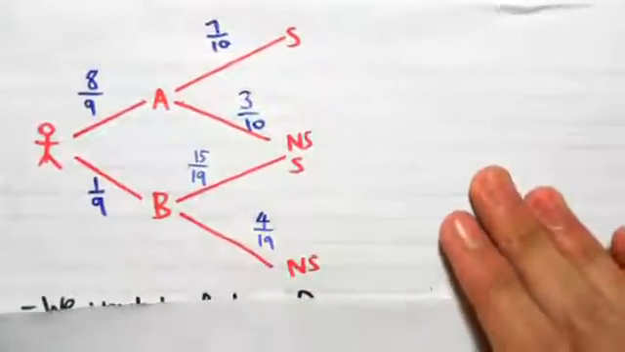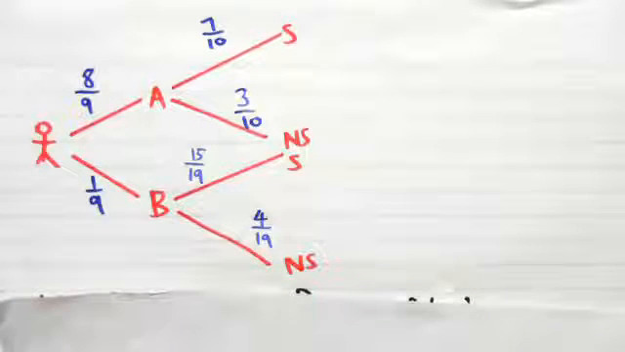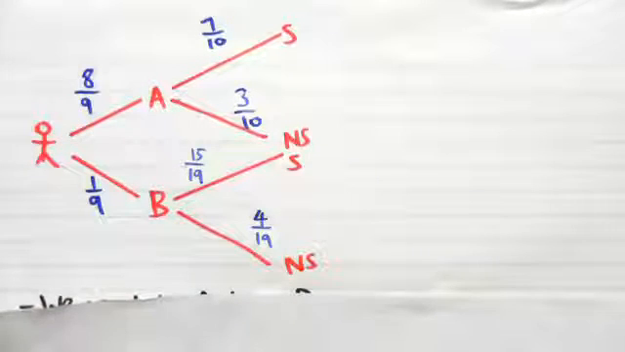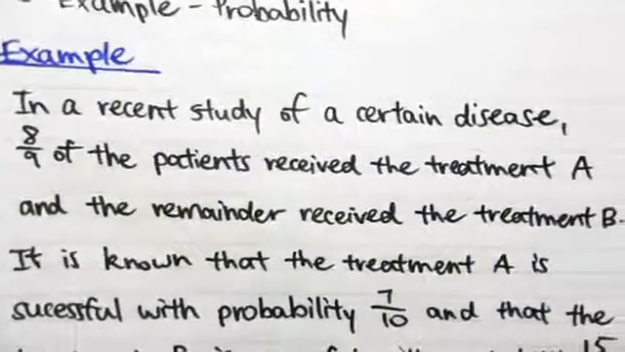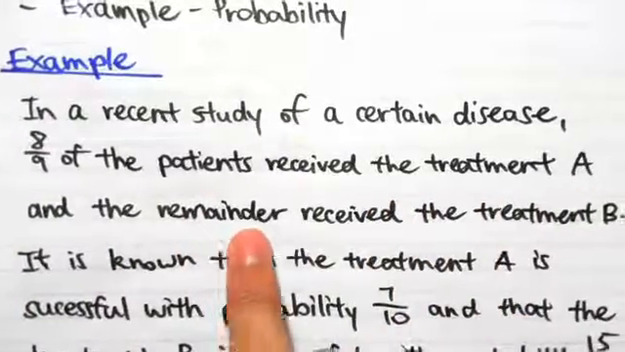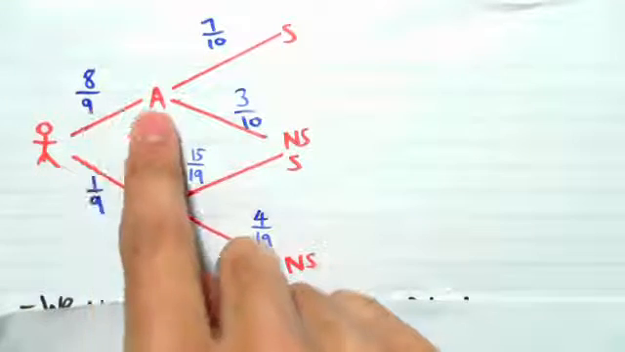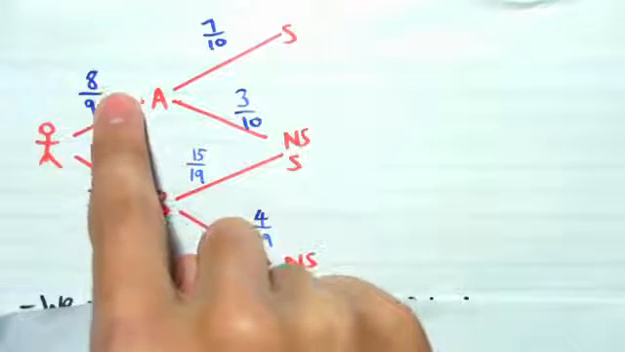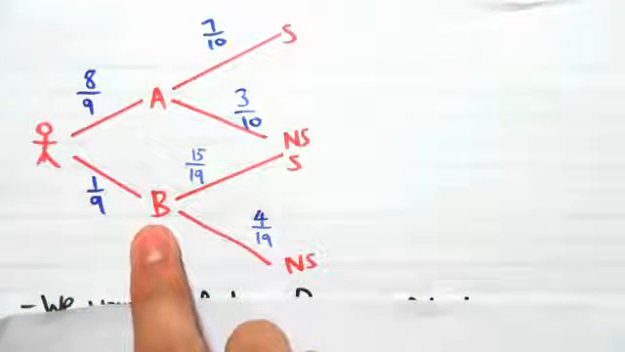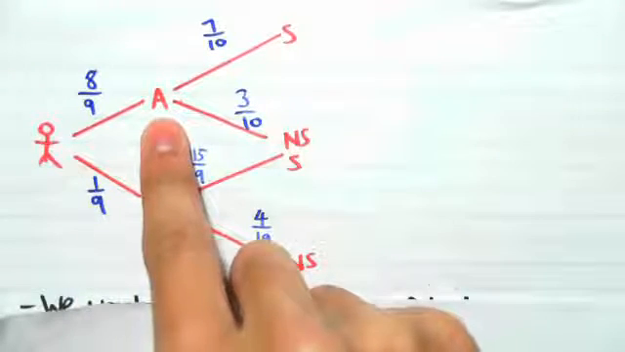So this is what I've done here. I've constructed a tree diagram. Firstly, we started with this one patient, and he's given a chance of being given treatment A or treatment B by the doctor. Using the data that we've been given, it says here that 8 out of 9 patients received the treatment A, and the remainder, which is 1 on 9, received the treatment B. So that means that this one patient here has a chance of getting the treatment A from the doctor with a chance of 8 on 9, or can get the treatment B from the doctor with a chance of 1 on 9.